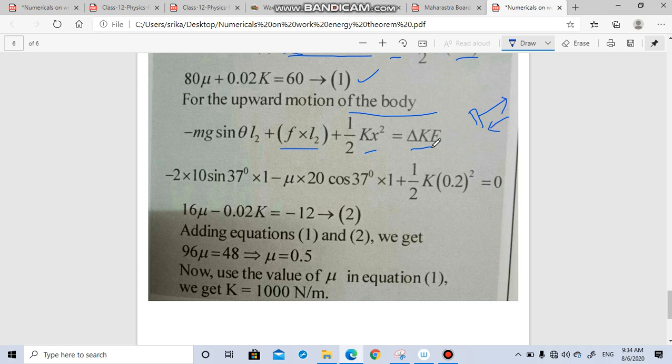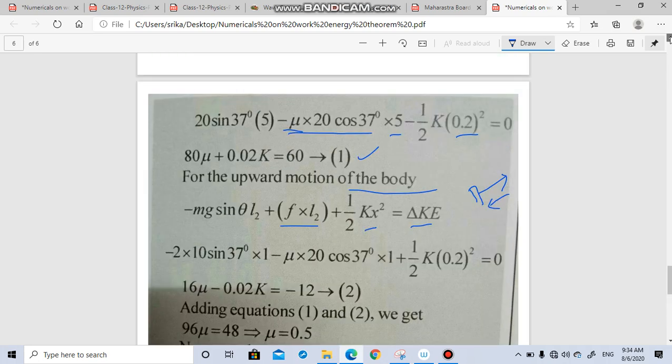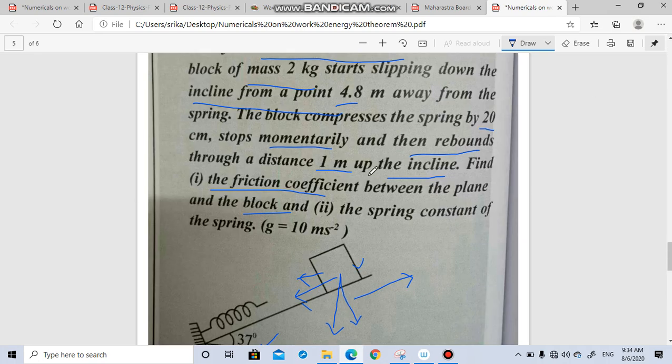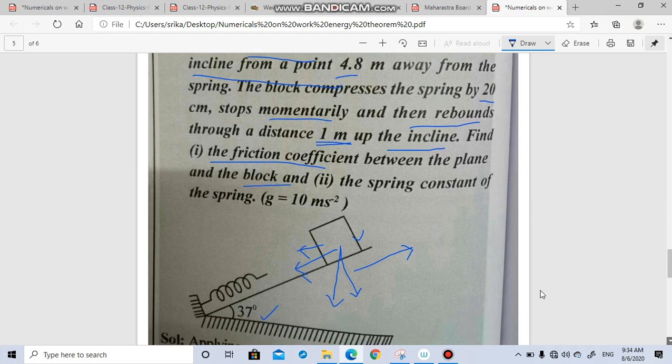Here L2 is given. Why L2? Because initially the block fell from 5 meters, but there is no guarantee that the block will go up to 5 meters. It may go up to 1 meter, 2 meters. In the question it is given that it rebounds by 1 meter. See the question. So that is what it is.